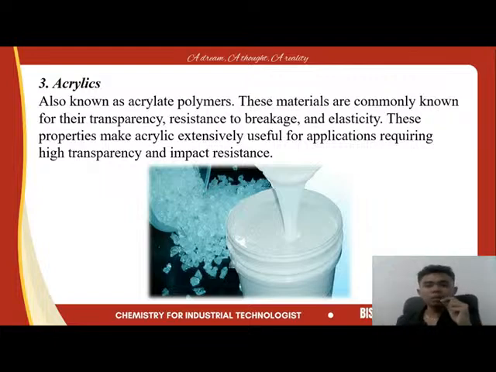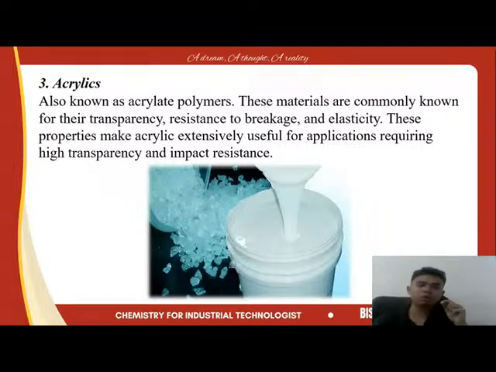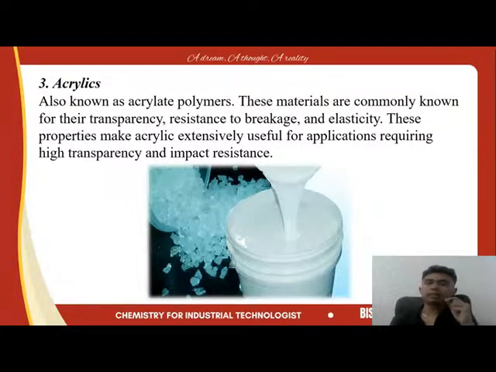I want you to remember, don't forget to remember the different applications or uses of the polymers that I have presented. Remember its uses.